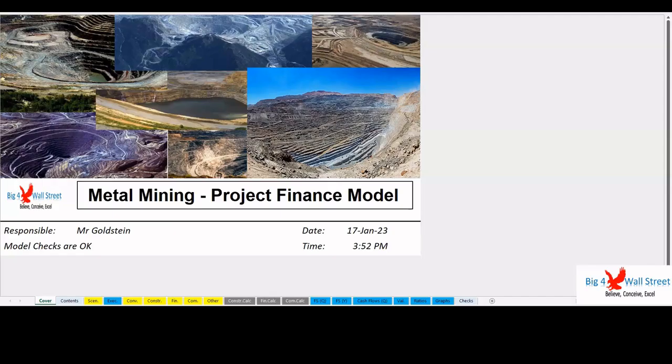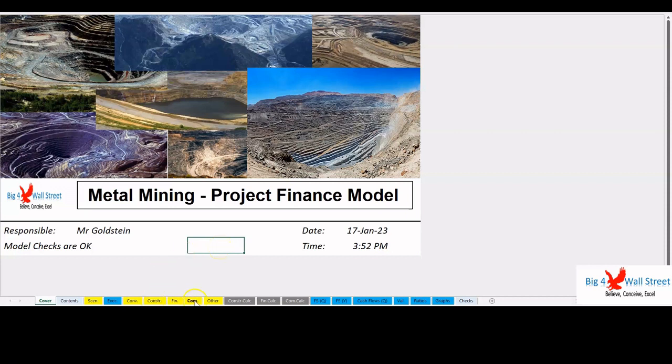Metal Mining Project Finance Model presents the business case of an investment in the construction and development of a metal mine and the sale of the metal mining products derived from it: gold, silver, copper, lead, nickel, zinc, before exiting the project after a set number of years.